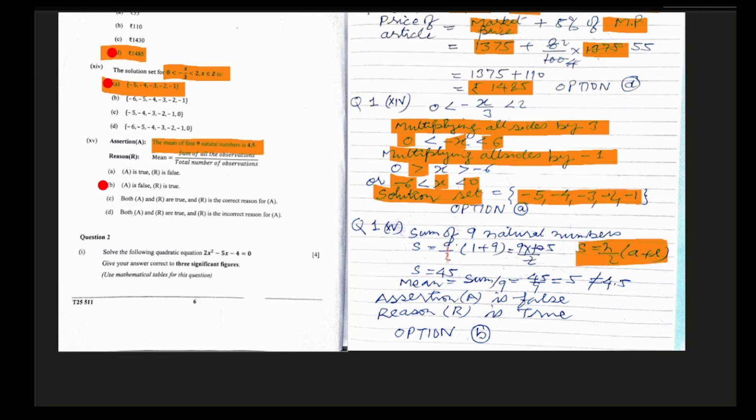9 terms are here, so n by 2 is equal to 9 by 2, first term 1 and last term 9, so 10 by 2. It becomes 45. Now mean is equal to sum of data upon number of data, so 45 by 9 becomes 5. But the value given is 4.5, so it is false. Now the formula in the reason, mean is equal to sum of all the observations upon total number of observations. This formula is absolutely true. So if we observe, option B says A is false and R is true.